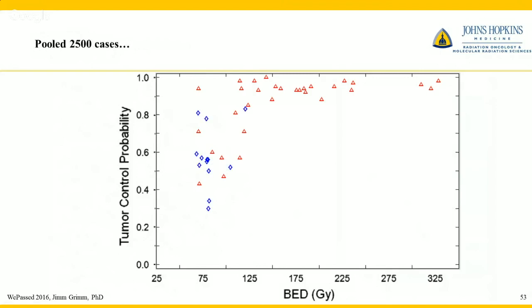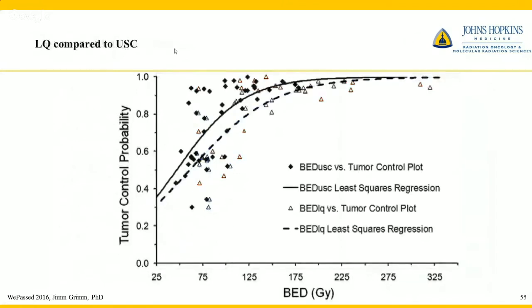And so when you pool the SBRT and the conventional, again, you can see why the big push towards SBRT. You almost don't even need a model to see it. And then when you put the model on, there's definite dose response. This is with alpha beta 8.6 gray. In the paper, they did both universal survival curve and linear quadratic.